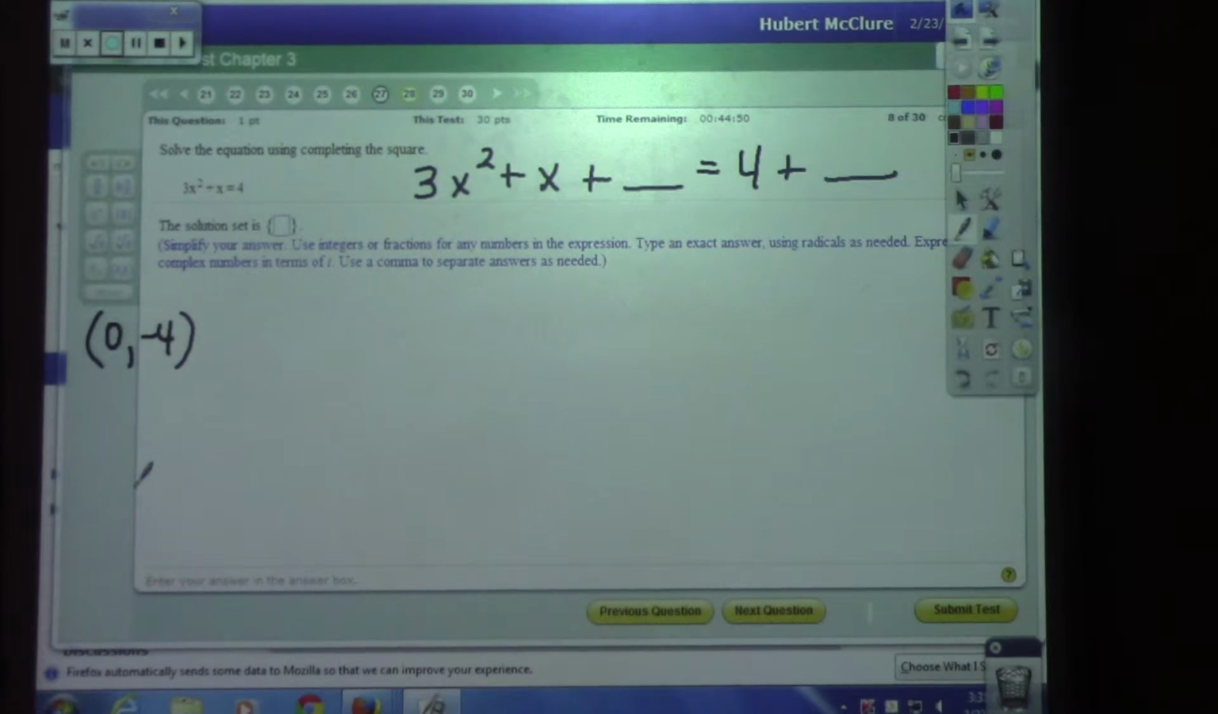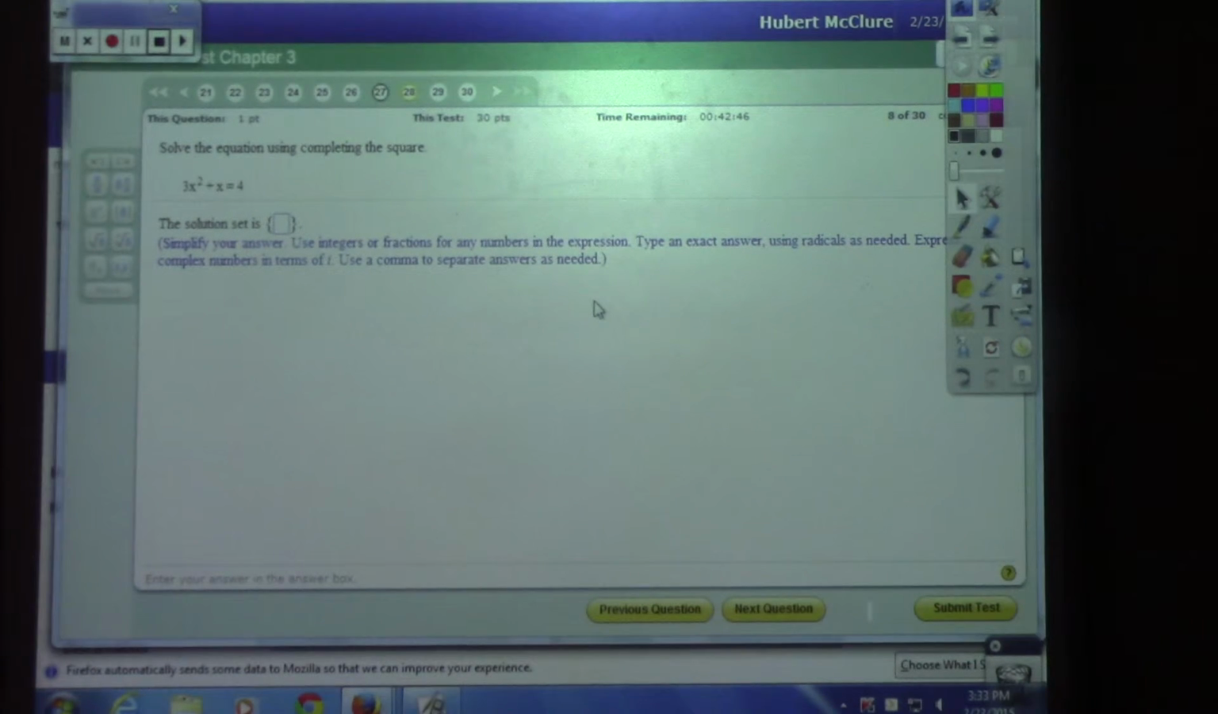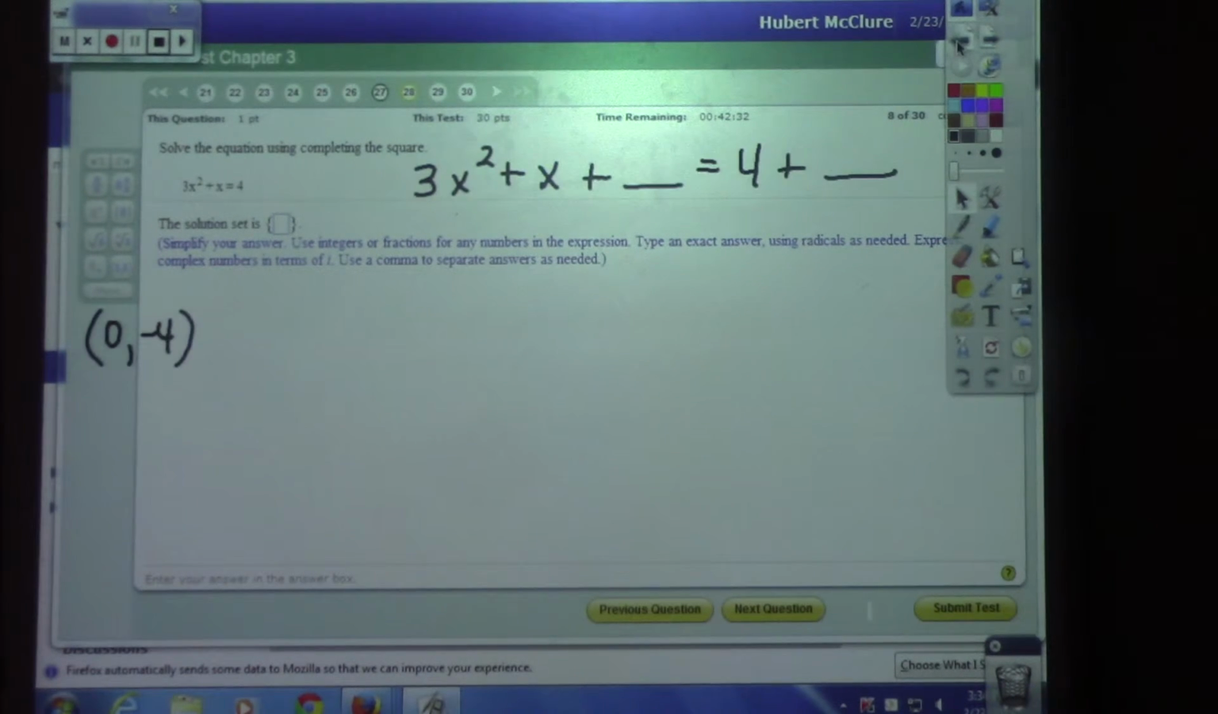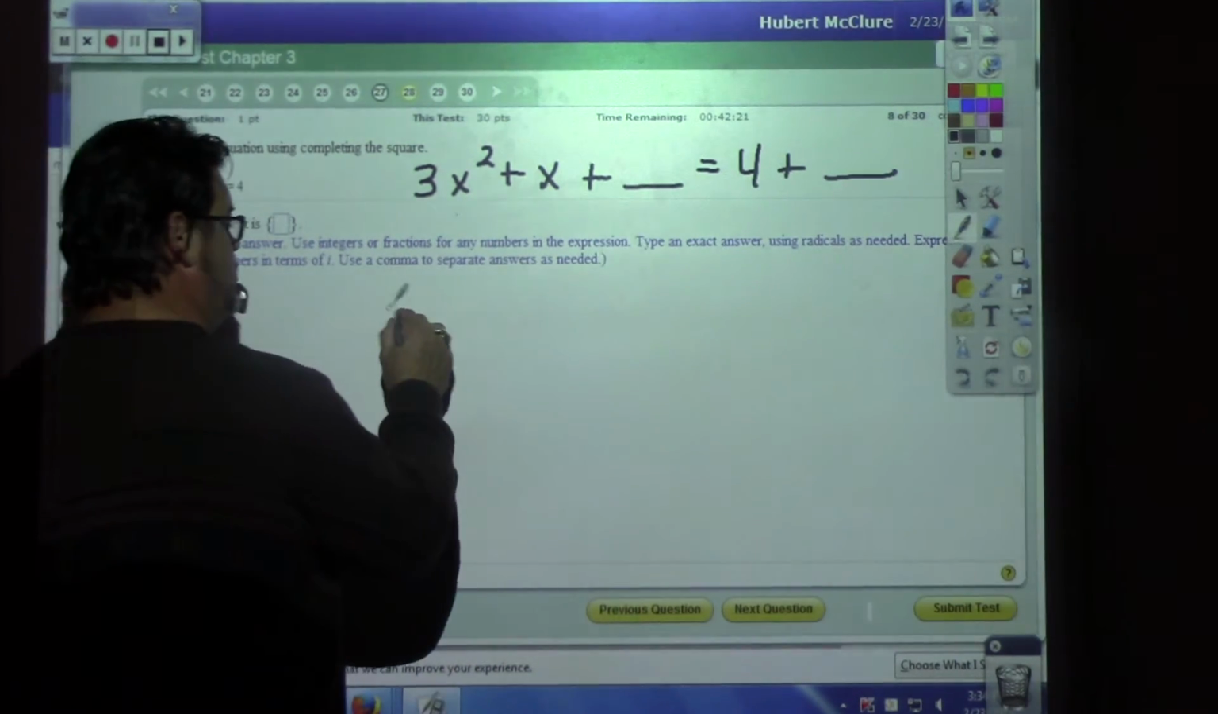All right, you're correct. So by now, you should be like, oh, this is a piece of cake. And if you're saying that, and you're getting it correct, then my job is done as far as completing the square. Because if you're saying that's pretty simple, then you're okay. You're doing well. All right, so we got to get this 3 out of here. So that's going to be 3.